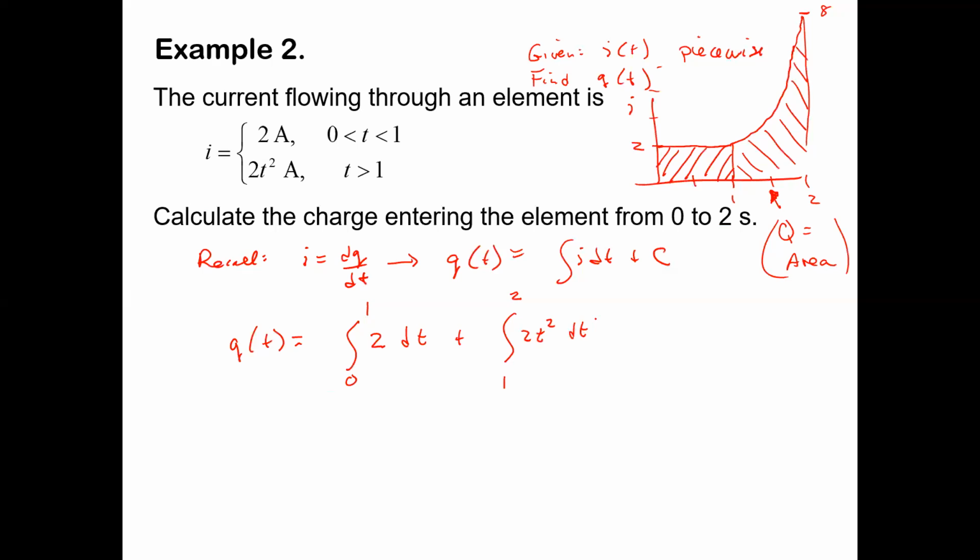And there are 2 different mathematical formulas for that region. So you've got the flat part, and then you've got the parabolic part. So you're just going to integrate those 2 different regions separately using those limits, and then you just add them together to find the total. Actually, this shouldn't say q of t. This should say q of 0 to 2. Total charge from 0 to 2 is that.